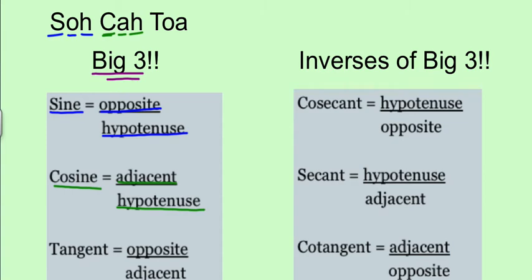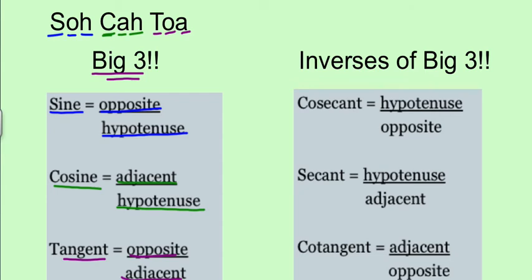The last of the big 3 trig functions is tangent. T stands for tangent, O stands for opposite, and A stands for adjacent. Again, please make sure you write down everything on this slide. It is very important that you know this information.